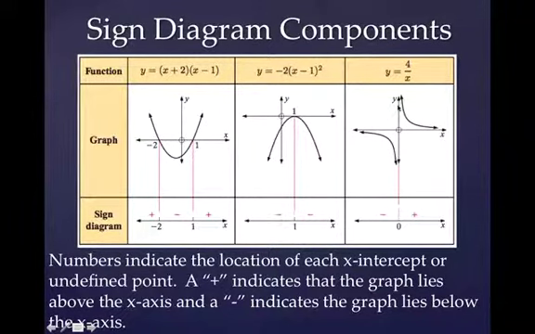Here we have a function that has an undefined point at x equals 0, and so we indicate that. Notice that it's a dotted line here instead of a solid line, a solid little mark, and then our two positive and negative signs.